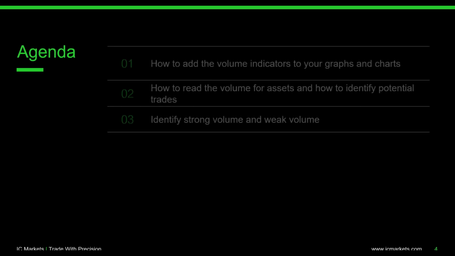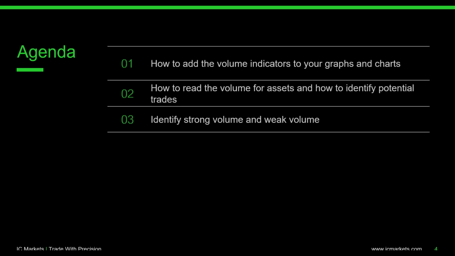On the agenda for this evening, first of all, we're going to talk about how to add the volume indicators to your graphs and charts. We'll be doing this on the MT5 platform, and how to read the volume for assets and how to identify potential trades. So we'll talk a little bit about strategy here, which I think is important, and also identifying strong volume and weak volume. I also want to include momentum, reading momentum into price action, and divergence and convergence, which is very powerful, especially when used in conjunction with this.